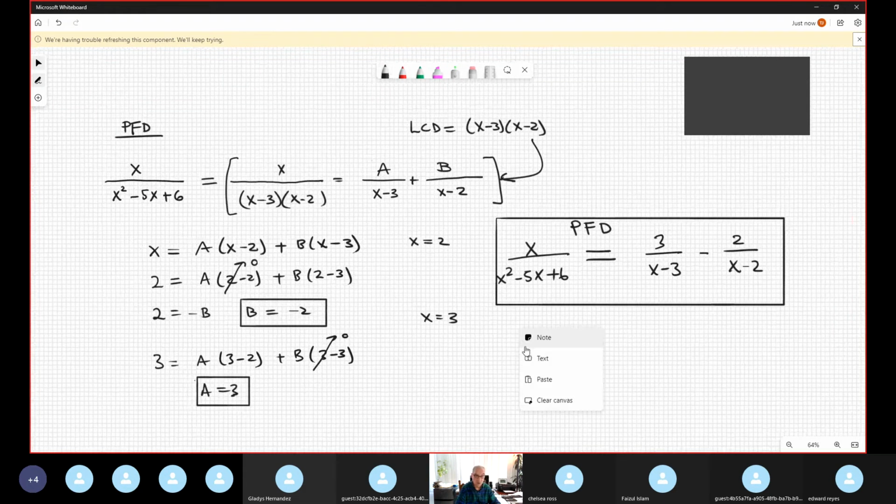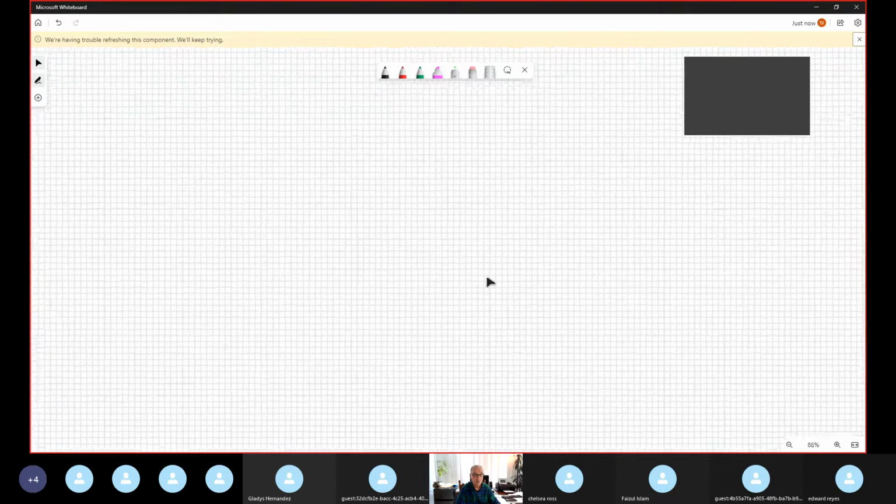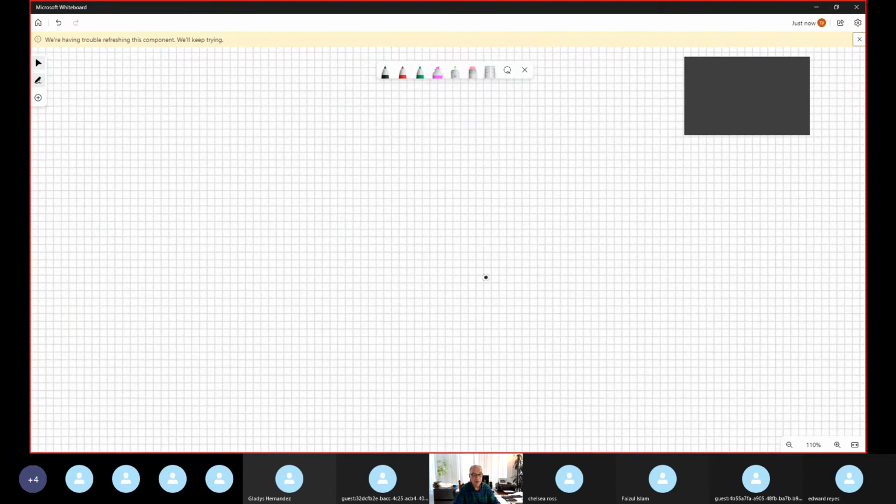Okay, let's move on to the next question, more complicated. One more example, more complicated. Okay. This is x squared over x minus 1 squared and x plus 1.